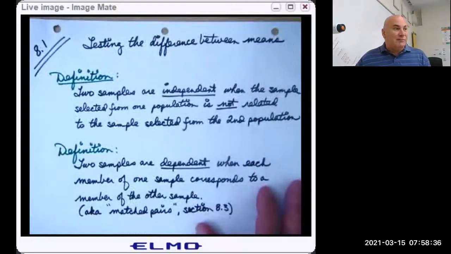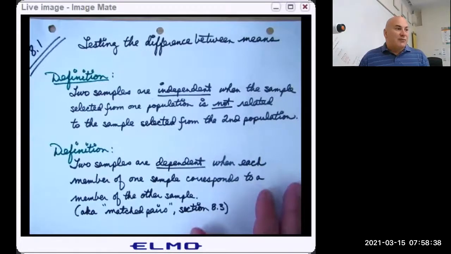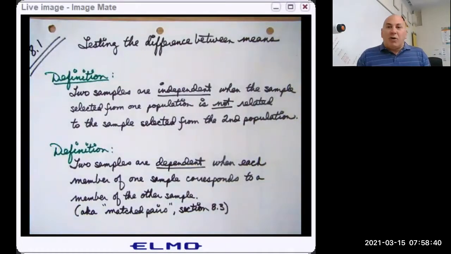So let's take a look at where we should start. We need a couple of definitions. First off, are our samples independent or dependent? If they're independent, life is pretty easy. If they're dependent, we're going to do matched pairs, which you might recall from early chapters on experimental design.